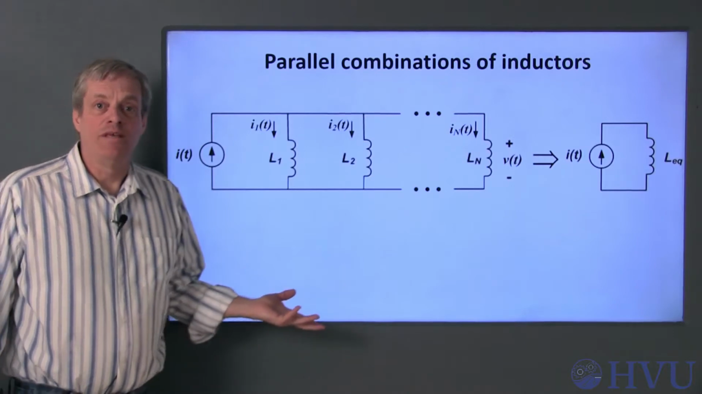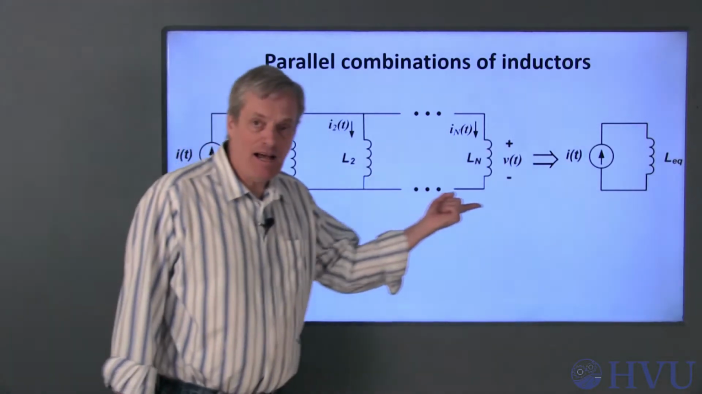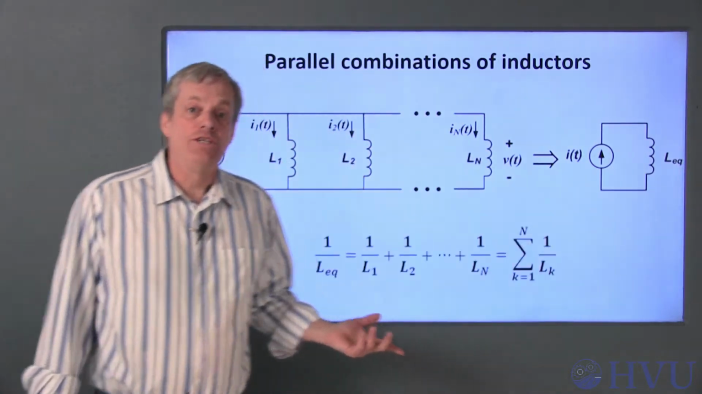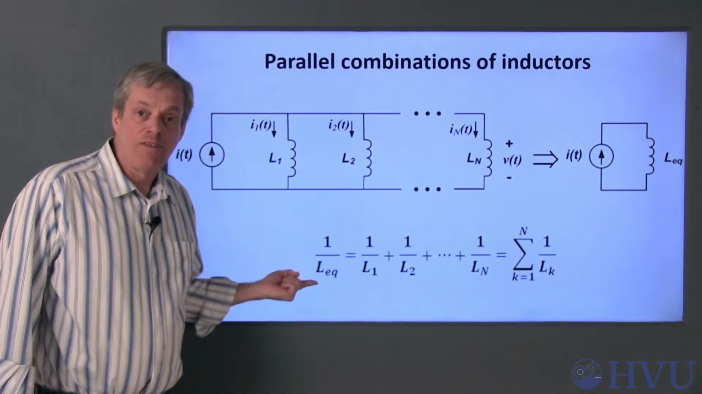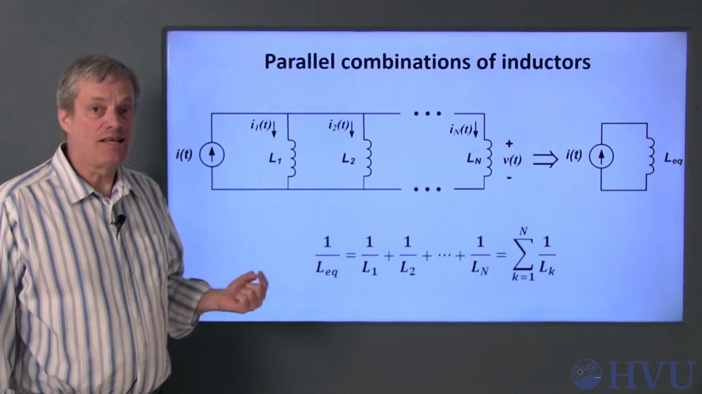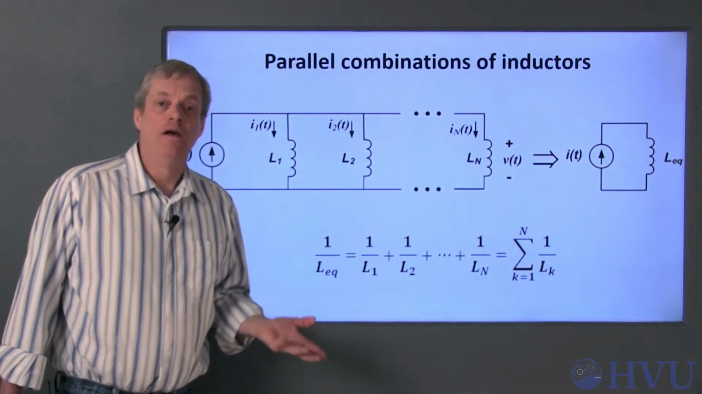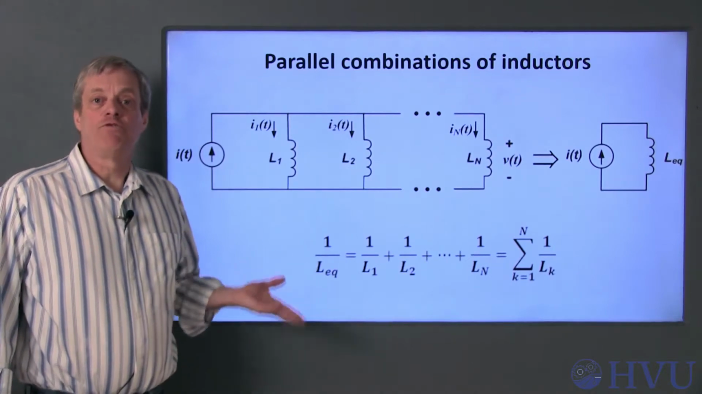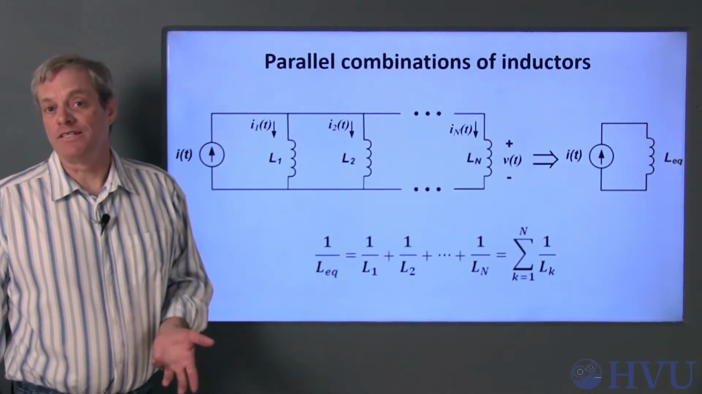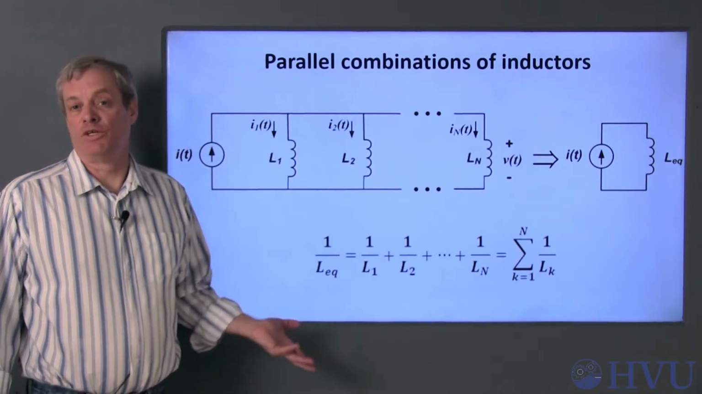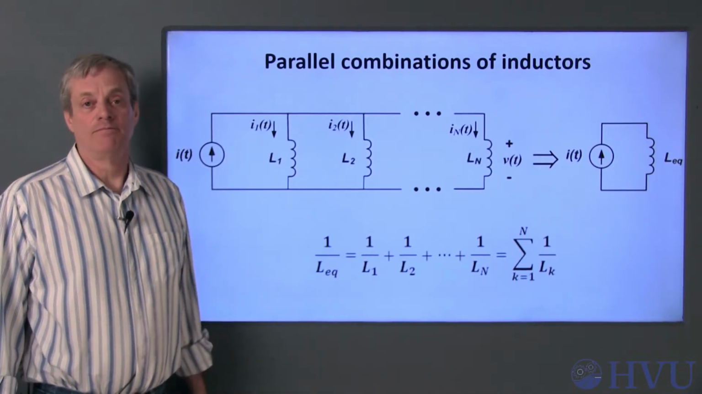The result will be that we can represent this set of inductors with this single equivalent inductance. We just need to define the inverse of the equivalent inductance as being the sum of the inverses of the individual inductances. This formula corresponds to the formula for combining parallel resistances. So in some sense, parallel inductors are treated similarly to parallel resistors.